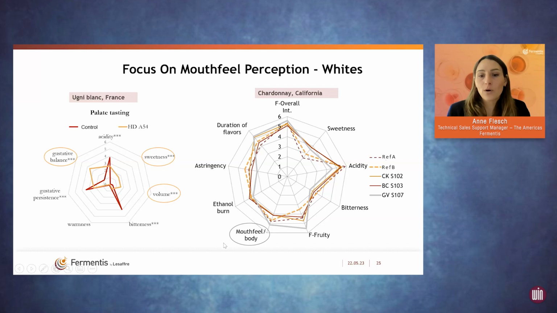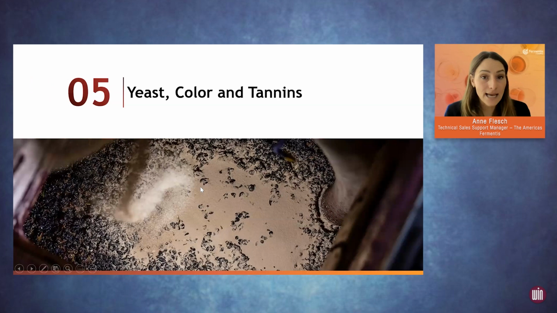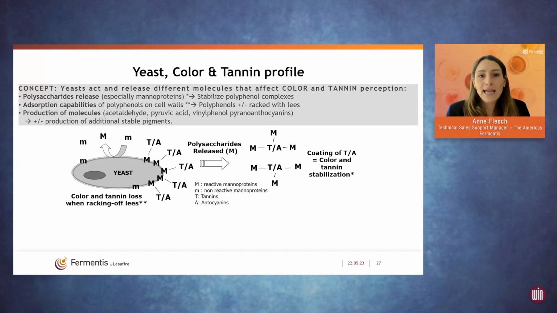All right, let's talk about yeast color and tannin. And here more specifically, we're going to talk about red wine. Yeast can act differently and release different molecules that will affect color and tannin perception in red wine. So for example, we're going back to these mannoproteins. The mannoproteins are on the outer layer of the yeast. During fermentation, the yeast can release these mannoproteins into the wine. Once they are released, they can really help coat the tannins and anthocyanins, and by doing this, it will help stabilize the color in the wine and also help the mouthfeel perception.